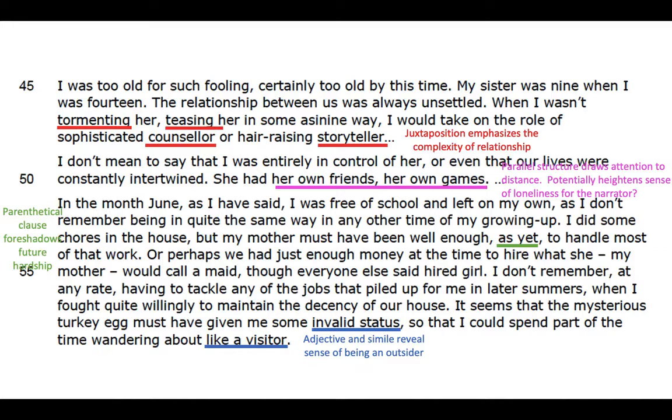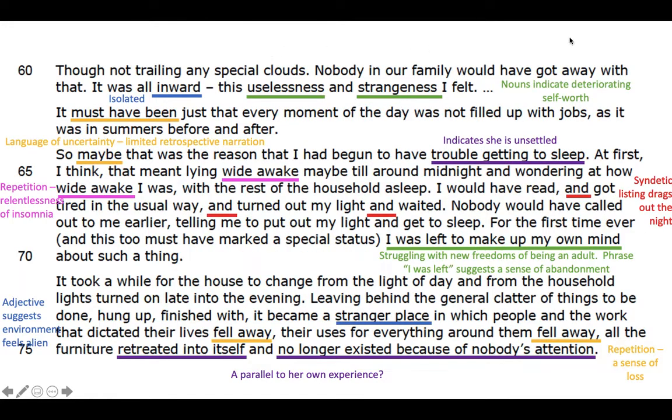So the adjective and the simile reveal a sense of being an outsider. She doesn't quite feel like she belongs, and maybe this is why this impacts her mentally, because she doesn't have that sense of normality that we all need for stability, mental stability. And then she's referring to the way she felt, and she says it was all inward. So she's very isolated, not just physically, but I'm talking about mentally. She keeps her thoughts to herself, and she feels useless, she feels strange, but she doesn't tell anyone. So she's starting also to get this deteriorating self-worth, and that's impacting her mentally as well.